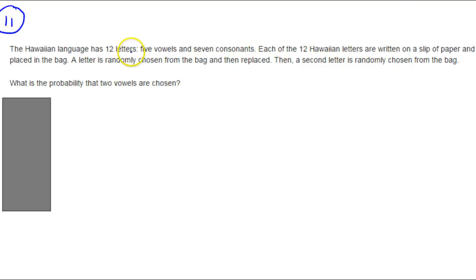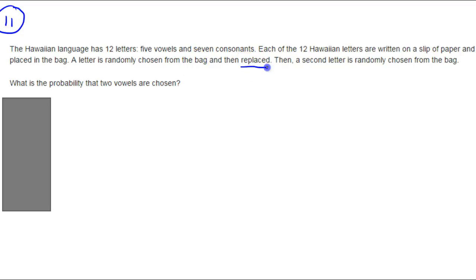The Hawaiian language has 12 letters, 5 vowels, and 7 consonants. What? Is that true? I'm going to have to Google that later. Each of the 12 Hawaiian letters are written on a slip of paper and placed in the bag. A letter is randomly chosen from the bag and then replaced. Then a second letter is randomly chosen from the bag. What is the probability that two vowels are chosen?